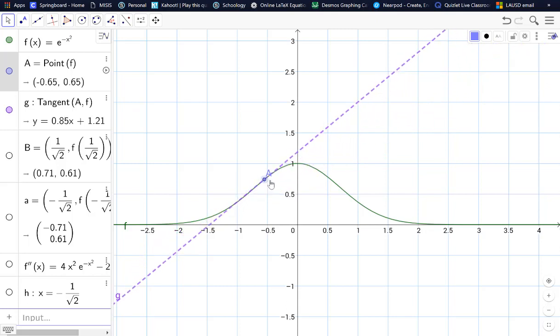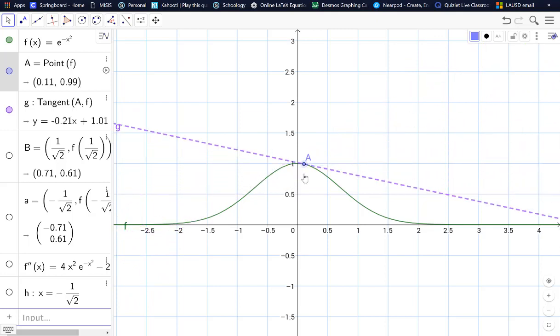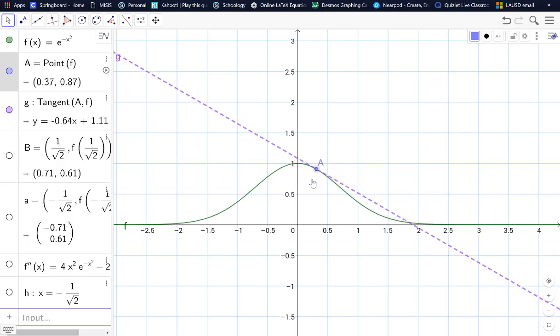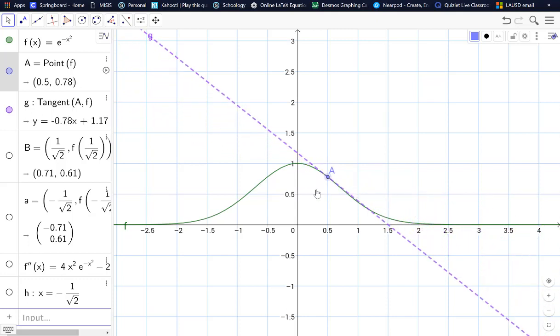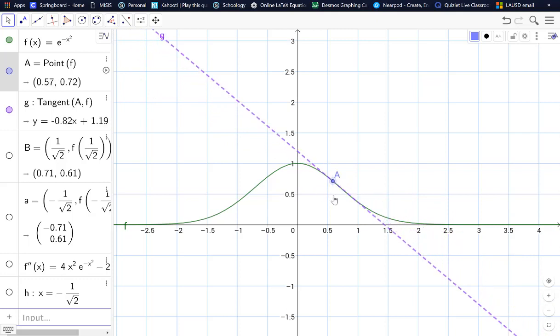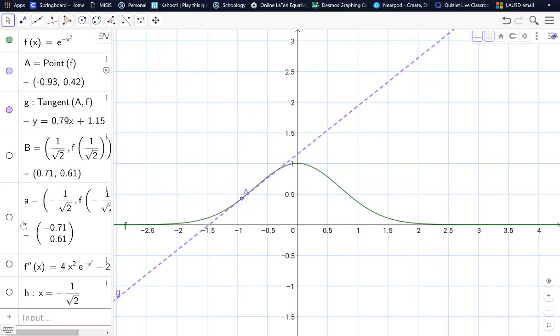And as we move on, right here, the slope of the tangent line becomes smaller until the slope is 0. And here, the slope of the tangent line is becoming more negative. So it's concave down. But here, it becomes more positive, so it's concave up.